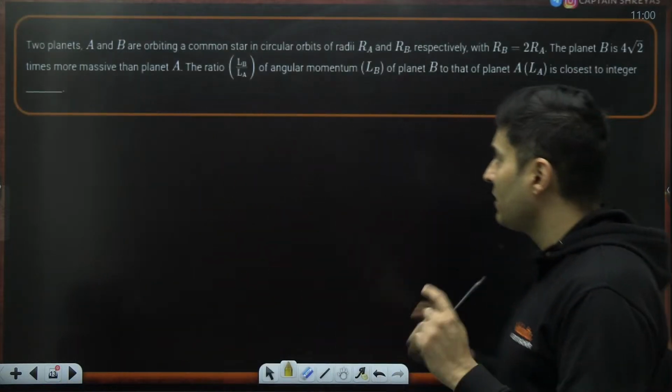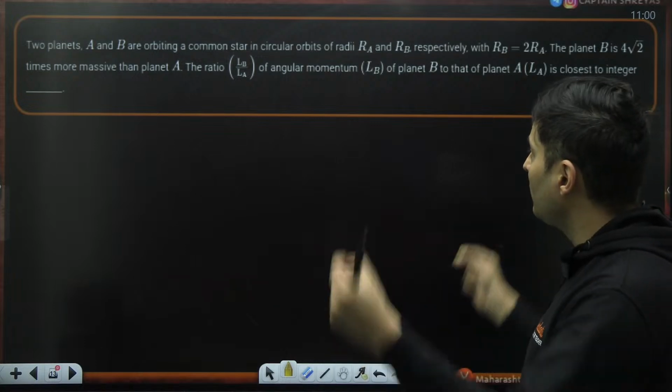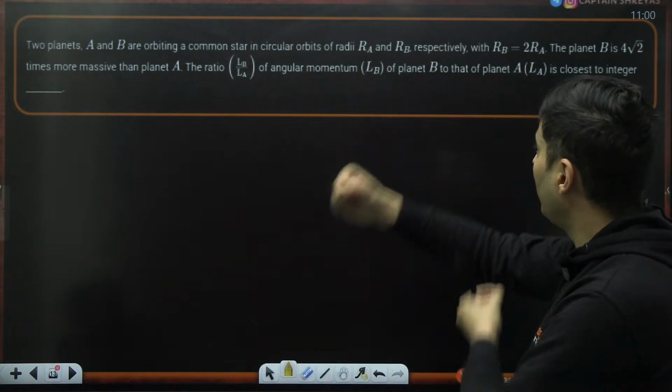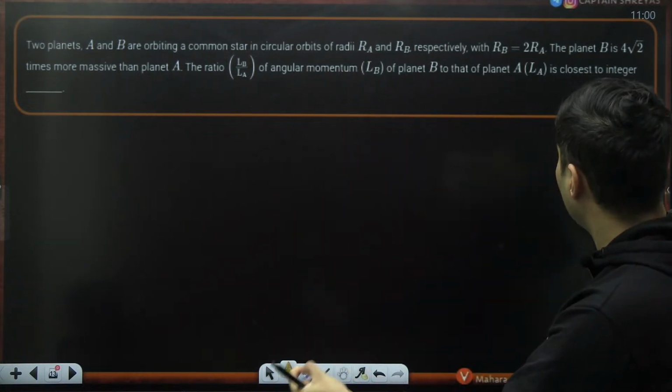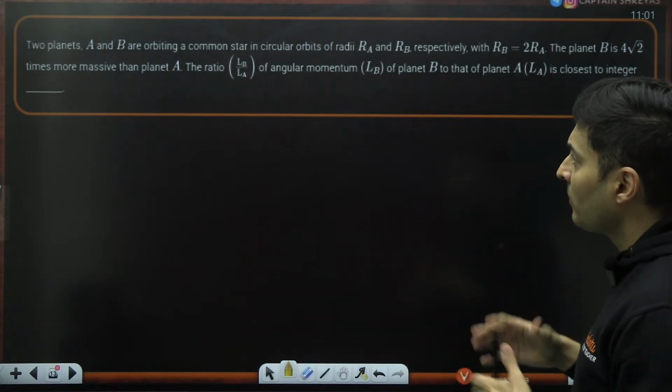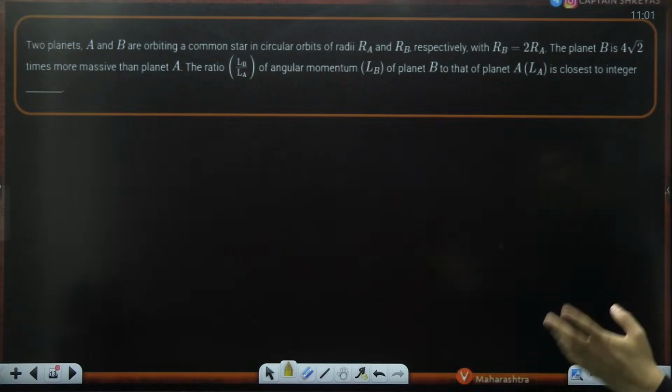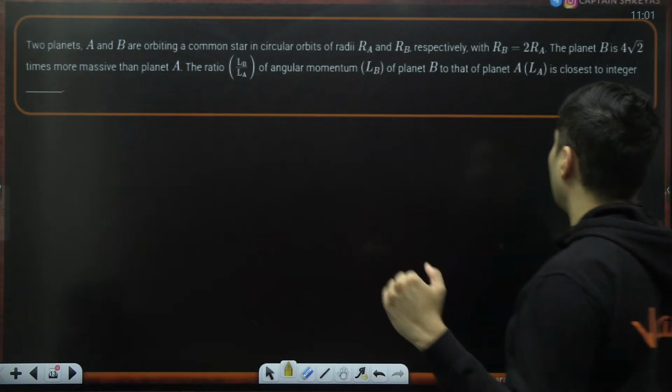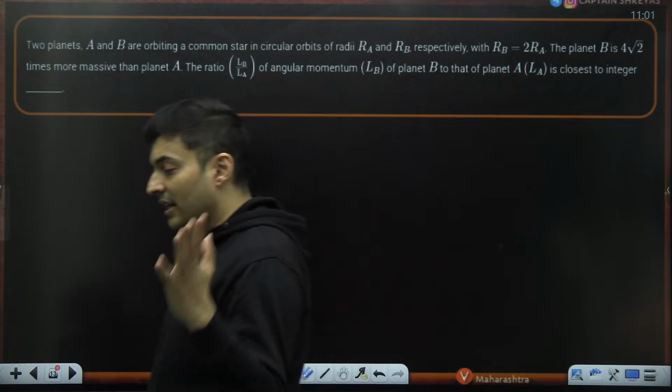There are two planets, A and B, orbiting a common star in circular orbits of radius RA and RB. RB is double of RA. Planet B is this many times more massive than planet A. The ratio of the angular momentum of B to that of A is, to the nearest integer, how much?